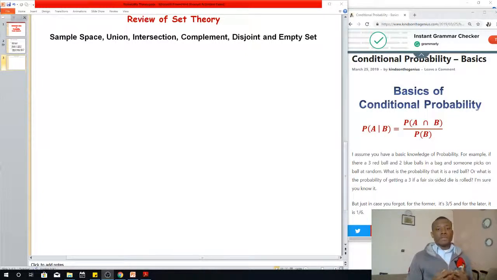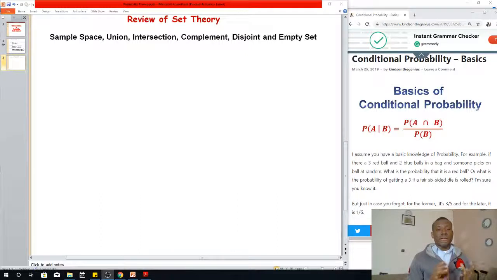So let's go ahead to discuss set theory. This is the last class in set theory we are going to discuss. We are going to talk about sample space, union, intersection, complement, disjoint, and empty set. Now let's talk about the sample space first.